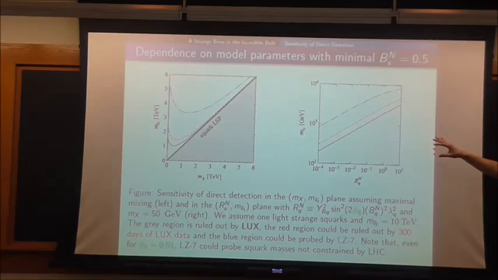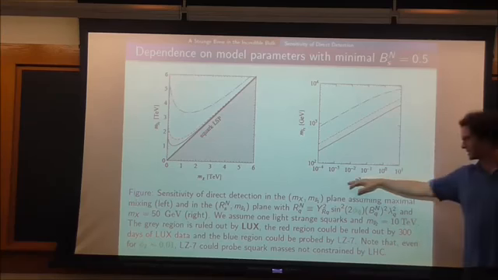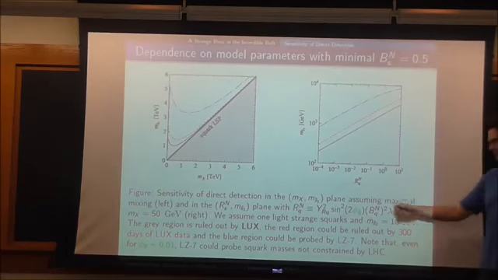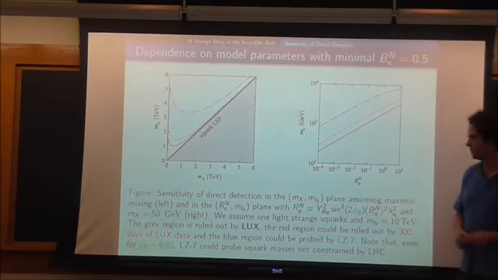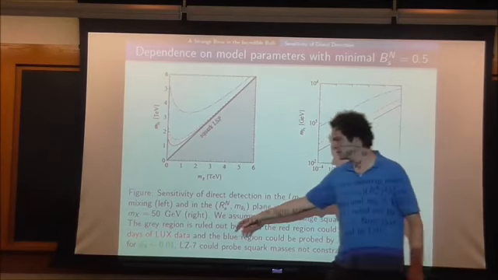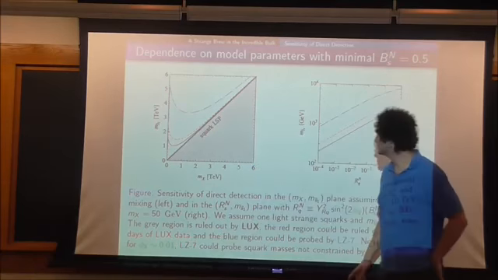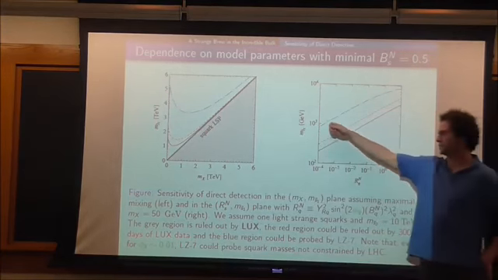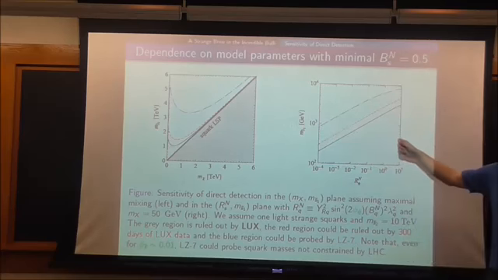That plot on the left is given maximal mixing. So we change the mixing angle on this plot on the right. R is just proportional to the sine squared of the mixing angle. But if you look all the way down on the left, even for mixing parts at 10^-2, you still have LZ7 probing this TeV scale squark mass range.